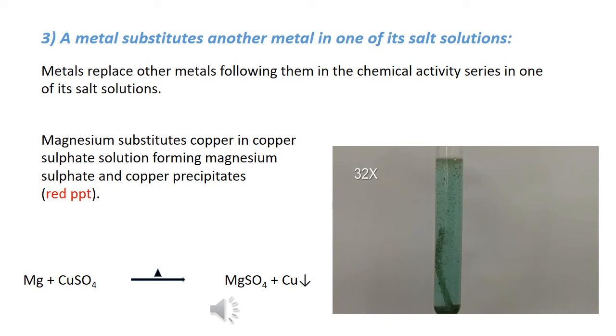A metal substitutes another metal in one of its salt solutions. Metals replace other metals following them in chemical activity series in one of its salt solutions. When magnesium reacts with copper sulfate, magnesium replaces copper in copper sulfate, forming magnesium sulfate and copper precipitates. Mg plus CuSO4 produces MgSO4, magnesium sulfate, and Cu, copper, red precipitate.